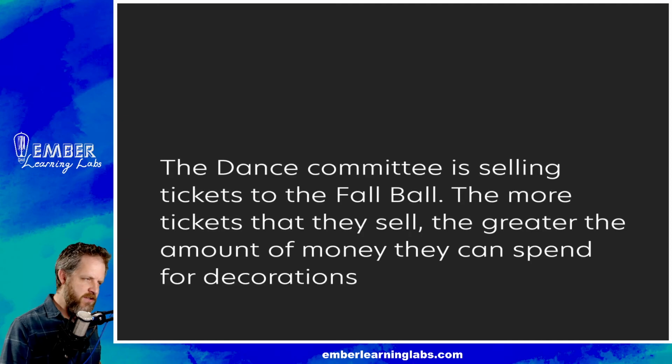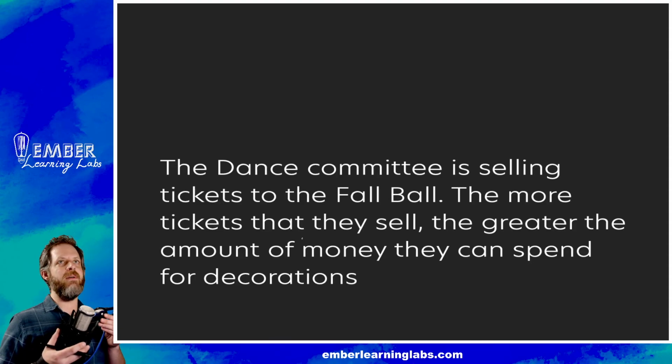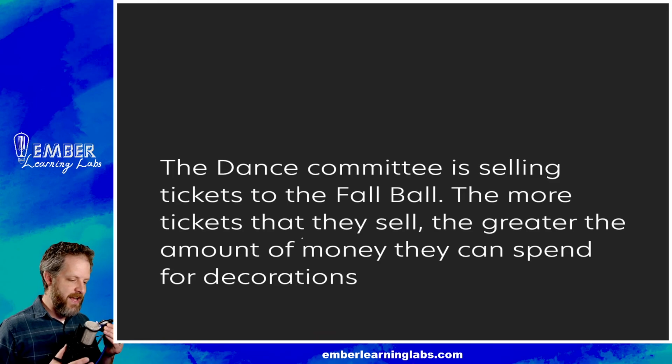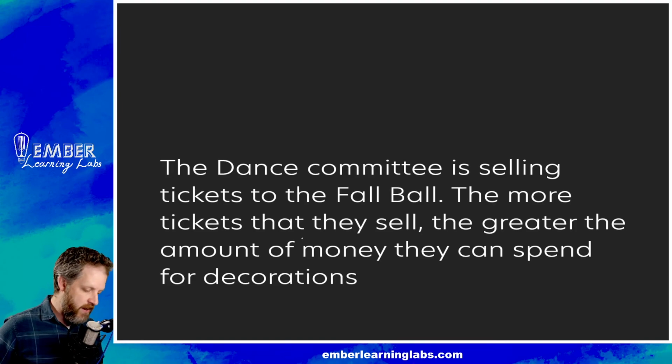So here's the first example. We're going to read it, and then we're going to look at it and identify what the unknowns are and which one is independent and which one is dependent. The best way to think about it is to think about which one depends on the other one. So let's read it. The dance committee is selling tickets to the fall ball. The more tickets that they sell, the greater the amount of money they can spend for decorations.